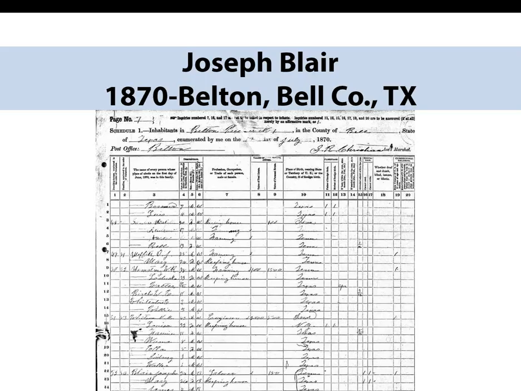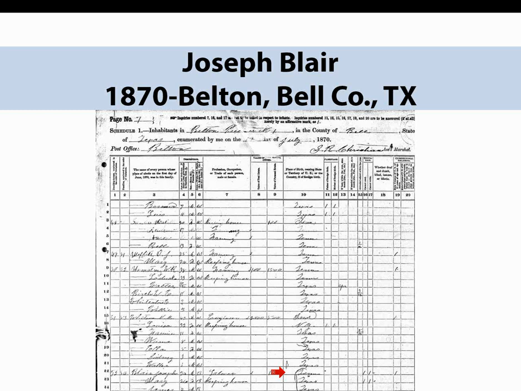So I'm just going to walk you through a quick example. So this is Joseph Blair, sorry that he's all the way on the bottom here. Joseph Blair is the person that we're looking for. He is 30. So he's 34 years old. He's a laborer. He was born in Texas, and he's included on this 1870 schedule with his wife, Mary.